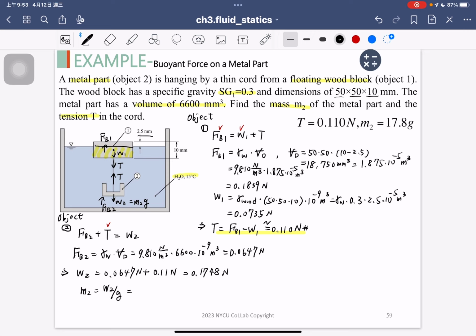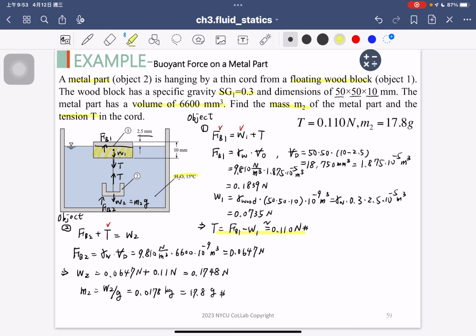So you can divide the answer weight by the 9.81 gravity. So we have 0.0178 kilograms. And then you can convert the unit to grams, which is 17.8 g.